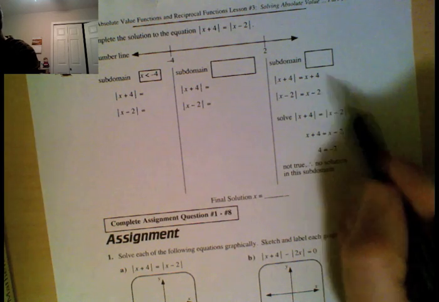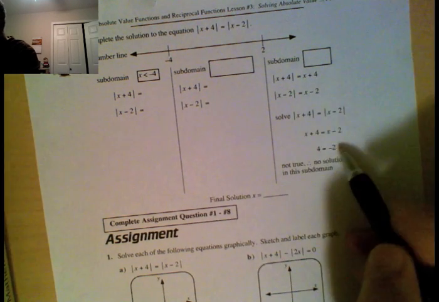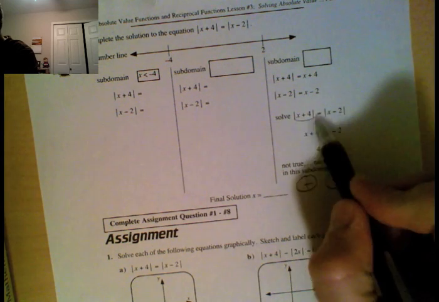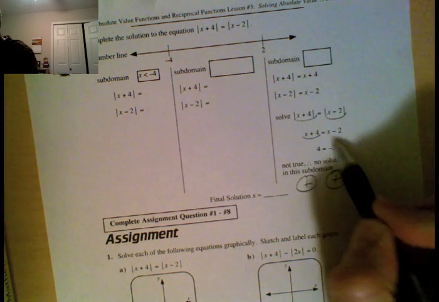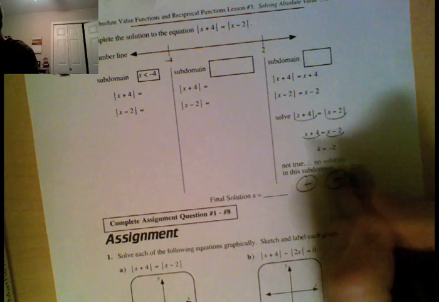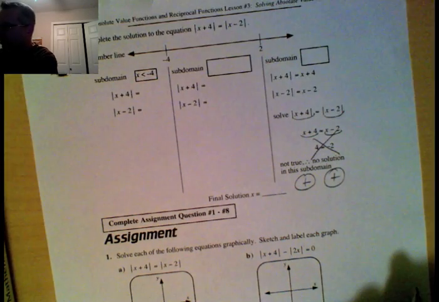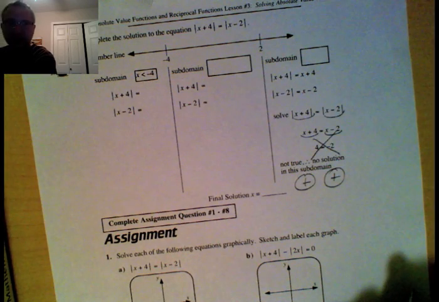If you look at the far right-hand side here, they've done the situation where both of these are positive. They kept the x plus 4 positive. They kept the x minus 2 positive. And when you solve this, you get 4 equals negative 2. Well, we know 4 does not equal negative 2, so that doesn't work.